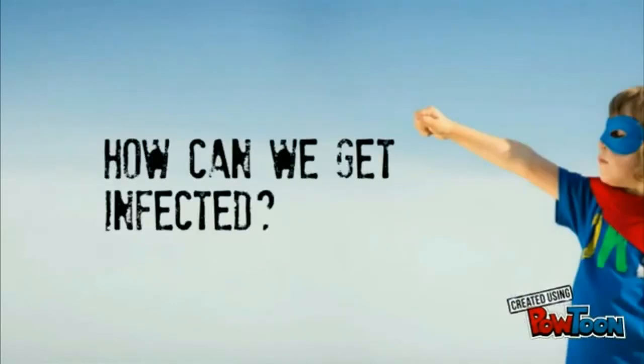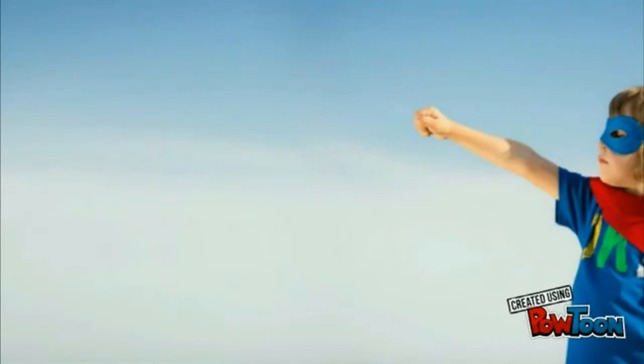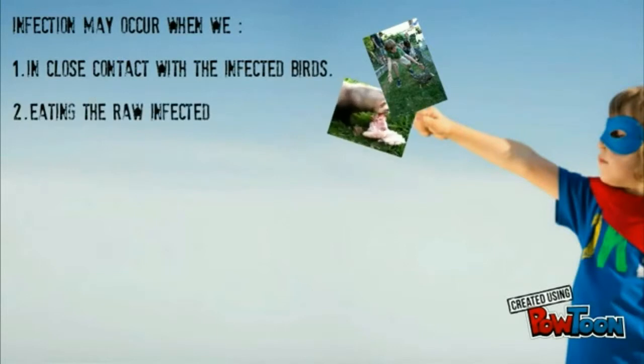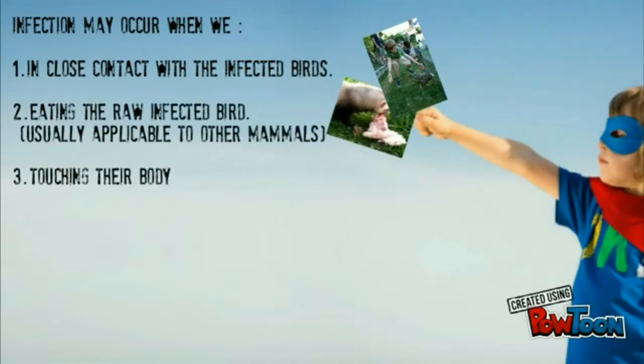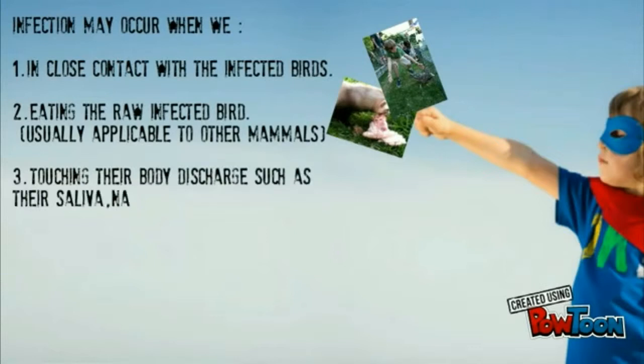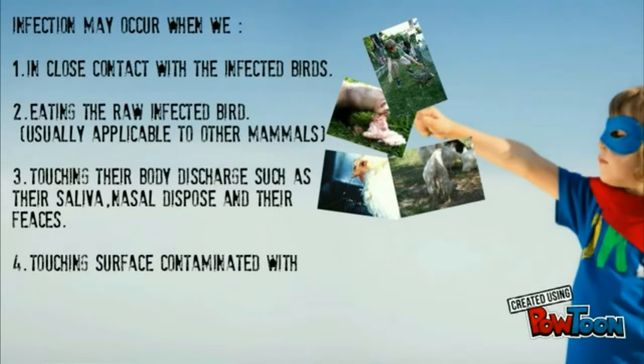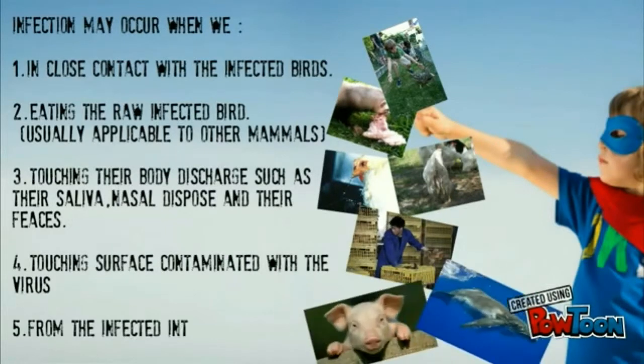How can we get infected? Infection may occur when we are in close contact with the infected birds, eating the raw infected bird or even the intermediate host, touching their body discharge such as their saliva, nasal discharge and their feces, or even touching surfaces contaminated with the virus.